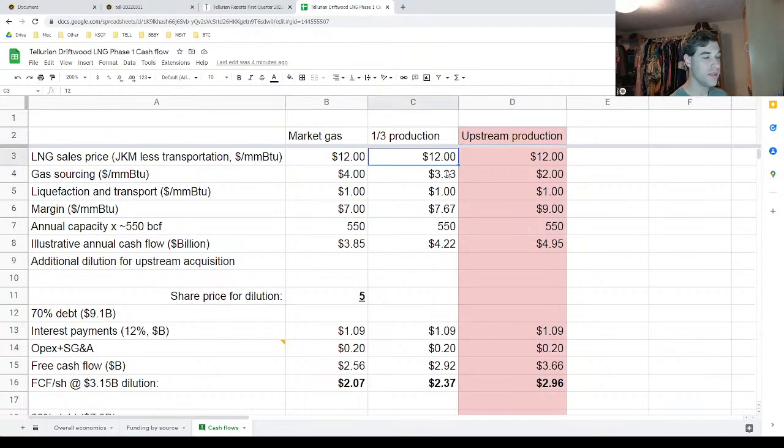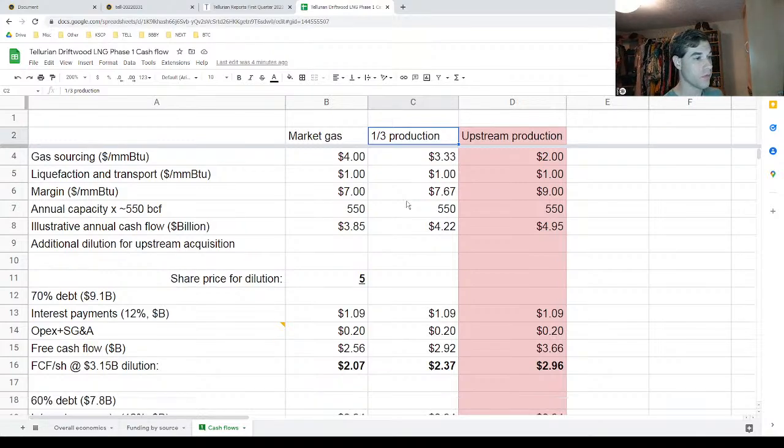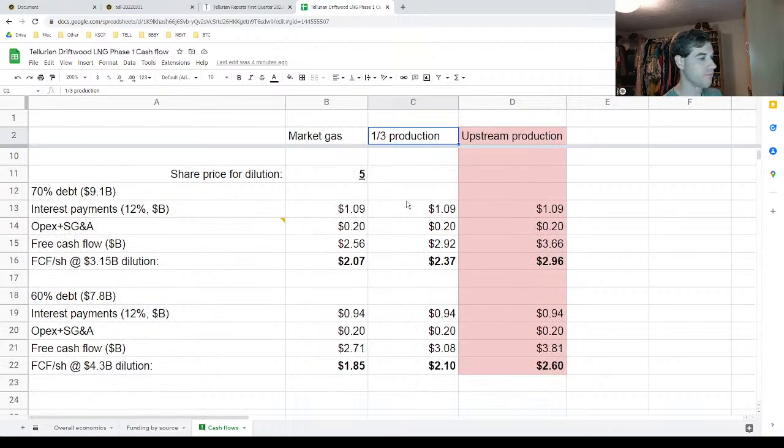However, given what we've seen, that they are actually drilling wells and increasing their natural gas production right now, I do think it's reasonable for them to achieve a situation where they're producing 1/3 of what they need for Driftwood LNG Phase 1 without any particular dilution, without having to go get financing or anything else, because that seems to be the trajectory they're on if they continue all the way until 2026. So that is my model here. Again, we're looking at maybe $2.10 to $2.37 free cash flow per share, given the trajectory as I see things right now.